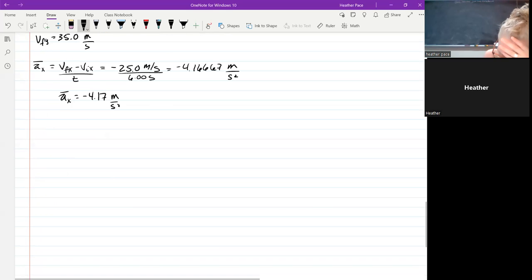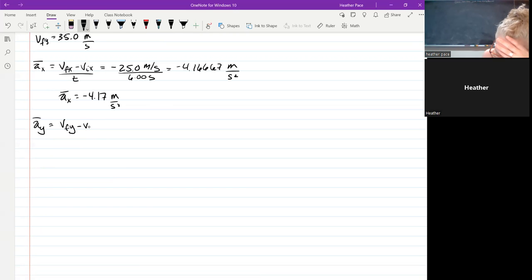All right, now let's do the same in y. And we've got vfy minus viy over t. Now our final velocity is 35.0 meters per second minus 0, over 6.00 seconds. And plugging everything in and using our calculator, we get 5.83 meters per second squared.